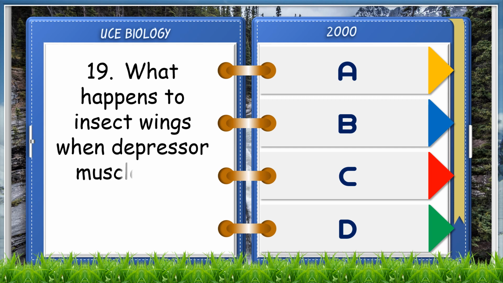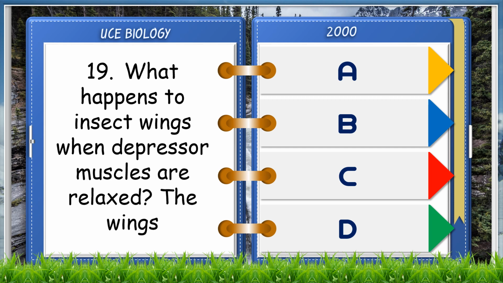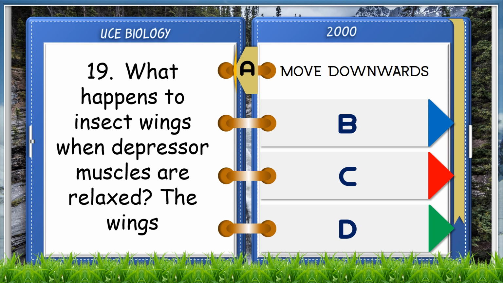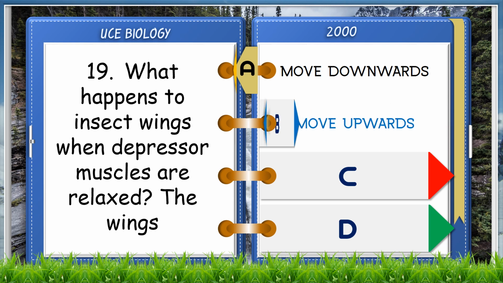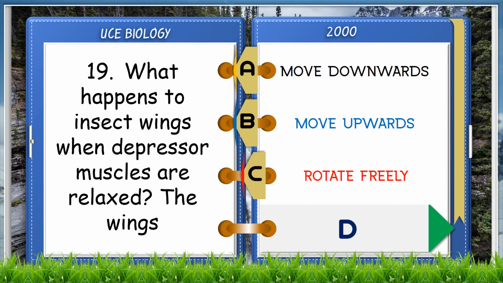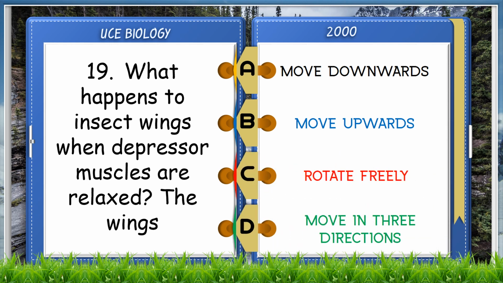What happens to insect wings when deep pressure muscles are relaxed? The wings, A. Move downwards. B. Move upwards. C. Rotate freely. D. Move in 3 directions. The answer is B. Move upwards.